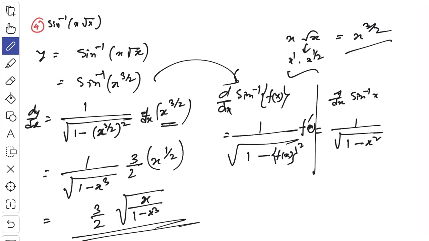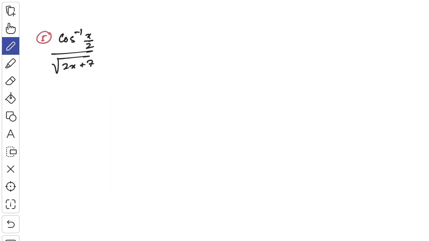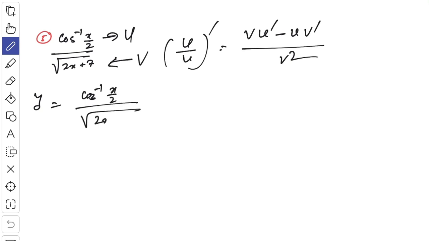Now let's move on to the next question, question number 5. So here is question number 5. Here we are going to apply this rule: derivative of u by v is v into derivative of u minus u into derivative of v, by v square. You're going to apply this. Now consider this part as u and this denominator as v. So let y is equal to cos inverse x by 2 over root of 2x plus 7.